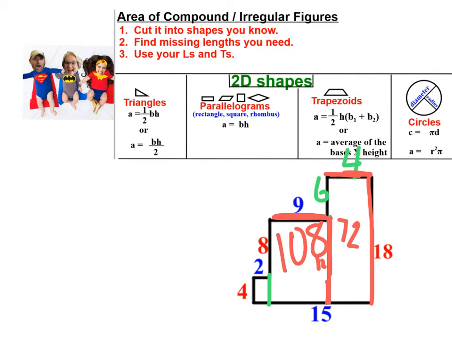Now I go to this other one, I take 2 times 4 and I get 8, and I have my 3 that I can add up to get it. So 8 plus 72 is 80, plus 108 is 188 units squared.